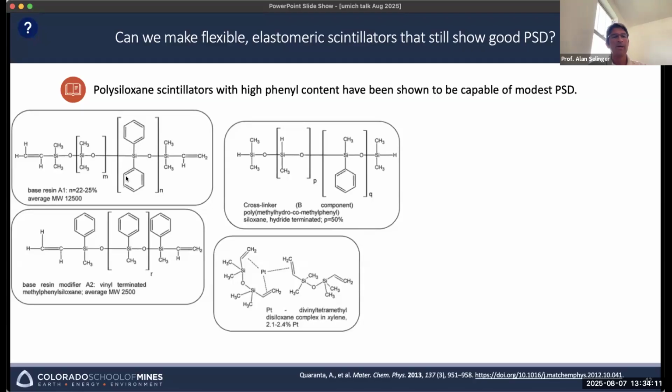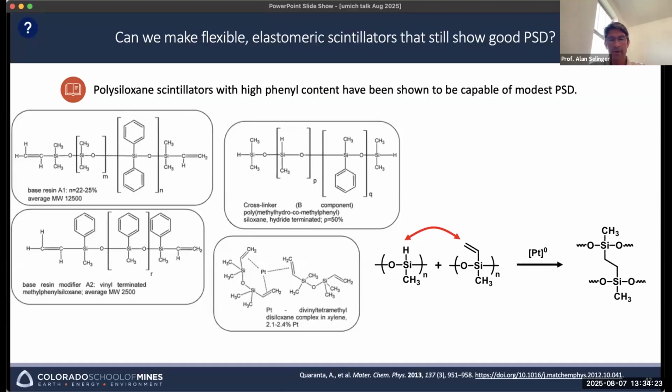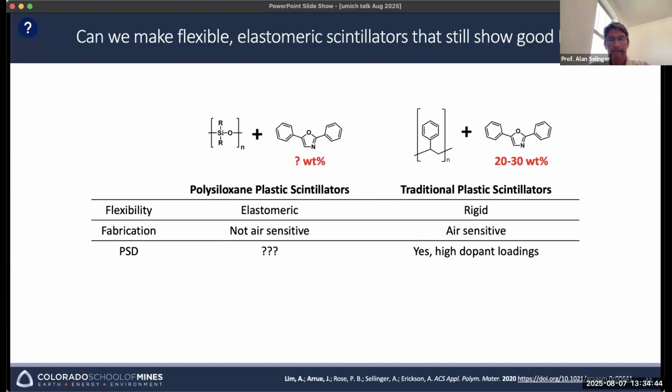They were able to buy these, incorporate some kind of dopant, and use a process to go from a liquid polysiloxane to a solid polysiloxane. This process uses hydrosilylation. It's just a simple heating process where the vinyl groups within the polysiloxane chain interact with the silicon hydrogens and form cross-links that convert these liquids into solids. One thing that's really nice about these systems is that they're, again, not air sensitive. They end up being flexible and elastomeric.